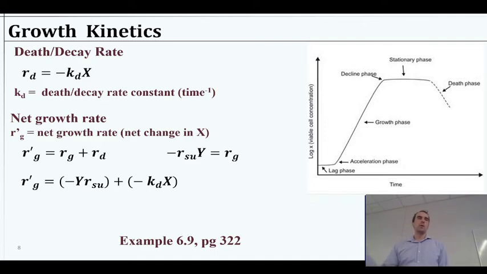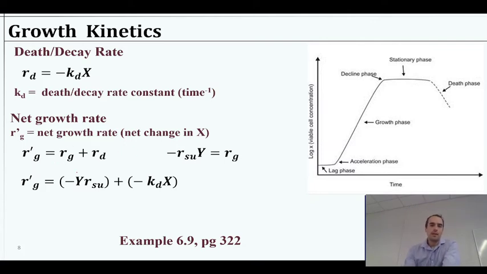So to put all those together then, we could say, let's get a net growth rate. So is the net change in X positive for some time, maybe it's negative at other times. Well, how do we know that? Or how can we model that? That's going to be R prime of G, the net growth rate, is equal to the growth plus the death.